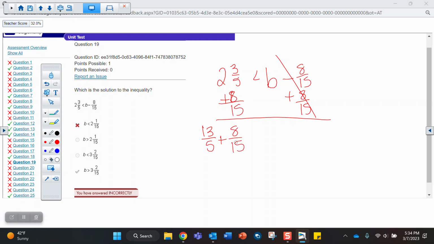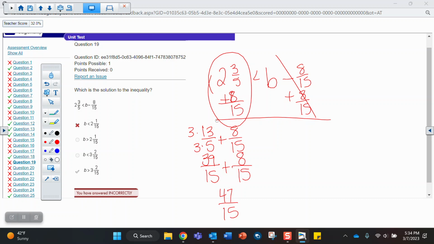Now I need to get a common denominator and multiply the top and the bottom here by 3 to get a common denominator of 15. I'm just doing some side work right now because I need to add these two fractions together. First, the second fraction doesn't change. The first one becomes 39 over 15. 39 plus 8 is 47. So we get 47 over 15.